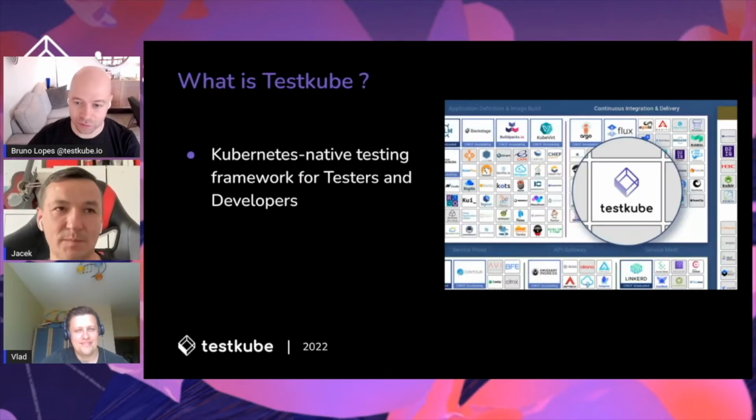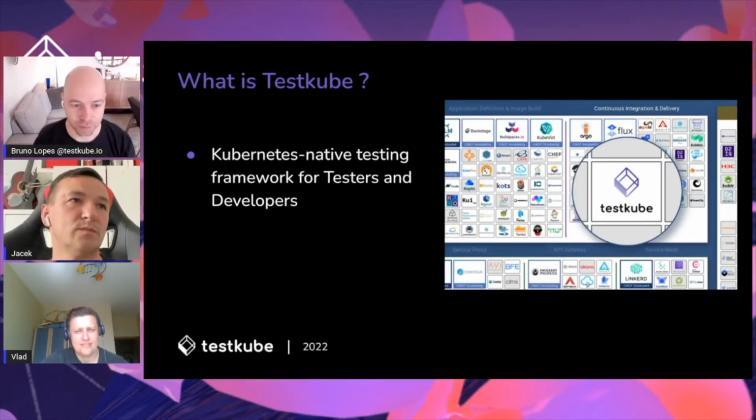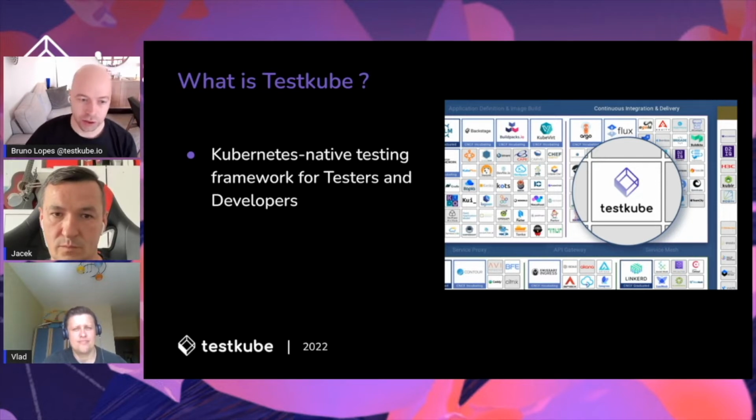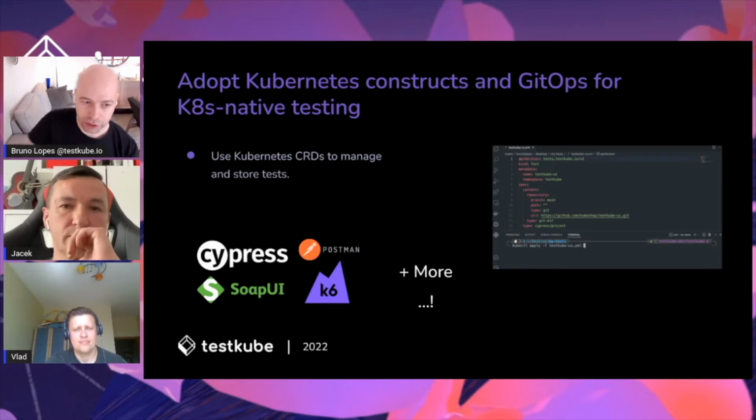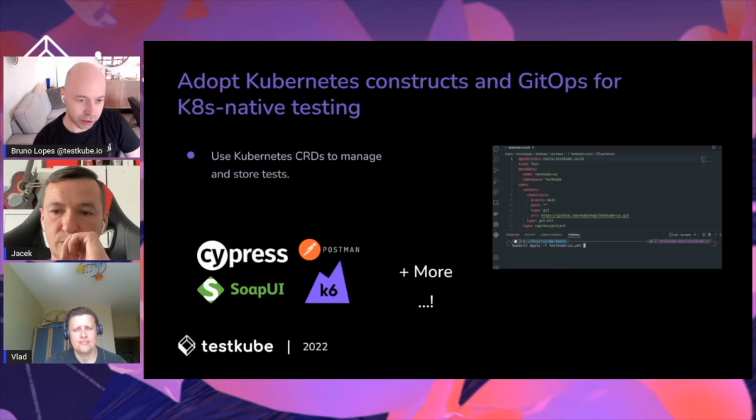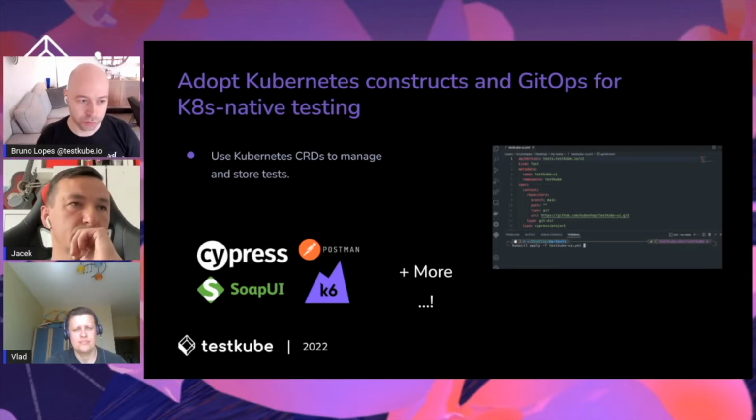Awesome. So let's start with first, what is Testkube? So Testkube is a Kubernetes native testing framework made for testers and developers. And when you talk about native testing, it's in a way that you can adopt Kubernetes constructs, namely test CRDs to add your tests to the cluster. So mainly these tools that you see here, like Cypress, Postman, CLI, and K6, they can integrate with Kubernetes, but they are not made to be Kubernetes native.